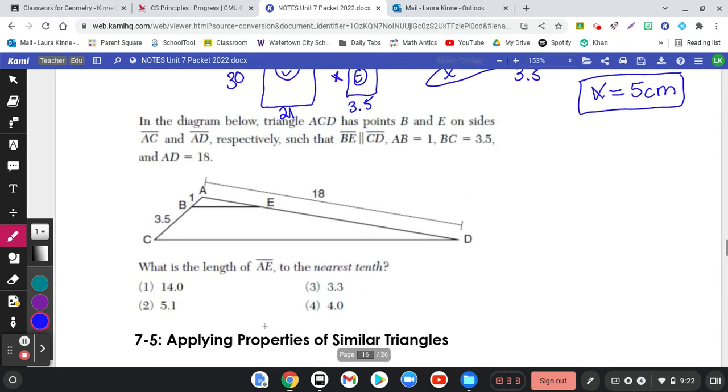All right, and the last one for today's practice. In the diagram, triangle ACD has points B and E on sides AC and AD respectively, such that BE is parallel to CD. Okay, out of all of that, BE is parallel to CD. So I know that these two parts are proportional to these two parts. All right, we've got to go at a different approach. Okay, so it wants to know AE.